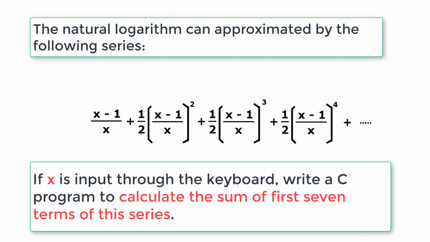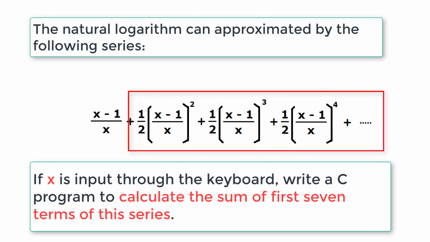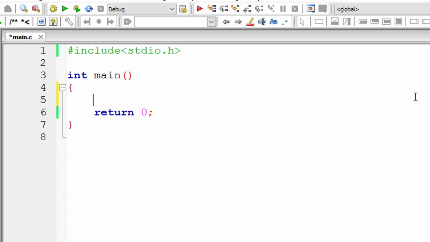The natural logarithm can be approximated by the following series. If x is input through the keyboard, write a C program to calculate the sum of the first 7 terms of this series. If you closely observe this series, the first element is (x minus 1) divided by x. And all other elements in this series are almost similar except for the power. Knowing this similarity and difference, we can easily write the C program.